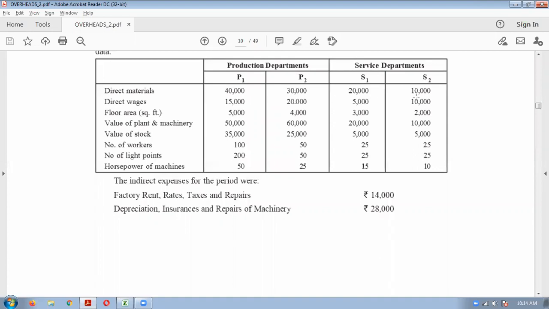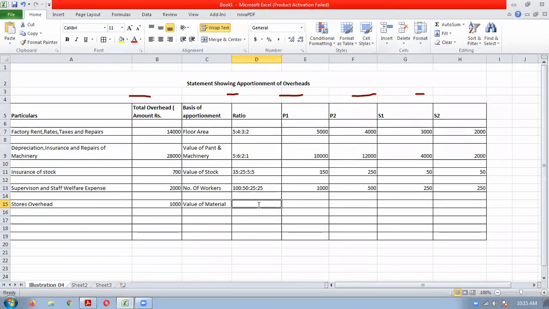So the ratio is 4 is to 3 is to 2 is to 1. Stores means materials. So we can take the material as the base for allocating. 4 is to 3 is to 2 is to 1.